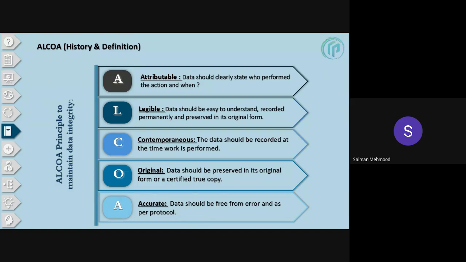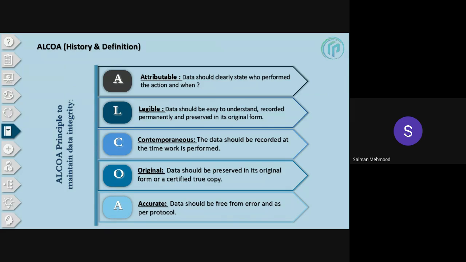The next one is C for contemporaneous. Contemporaneous means recording data at the time the activity is performed, not later. For example, if we record an activity in the evening, but the testing was done in the morning, then it's a violation of GDP and the ALCOA principle. So contemporaneous means record your data at the time the work is performed.